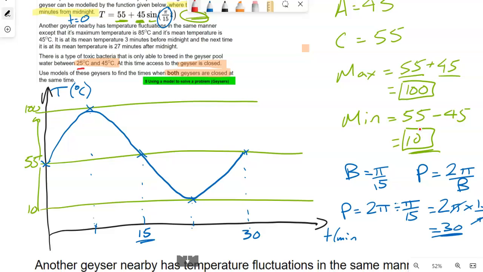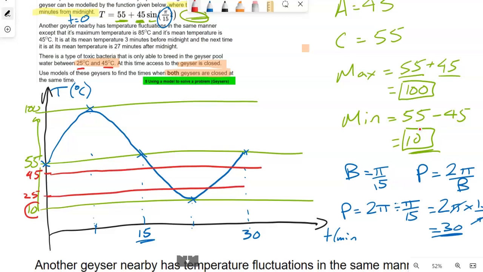So when it's between 25 and 45 degrees, if we look at here, this is 10, so 25 is somewhere about here. This is 45 there, 55 there, so 45 somewhere about there. So we'll just draw a line. Cool. And so then we can see it's at 45 here, it's at 25 there, it's at 25 again here, it's at 45 here again. And because this is one whole period, we only need to look at that one whole period because it's just going to keep repeating every period. So it's going to repeat every 30 minutes.